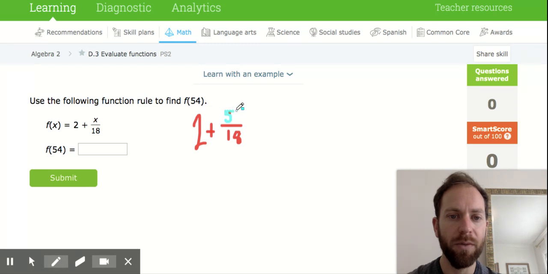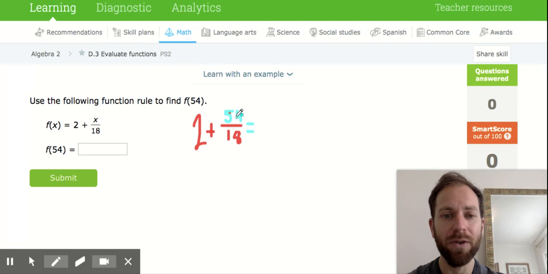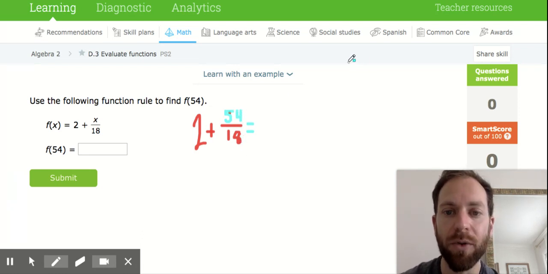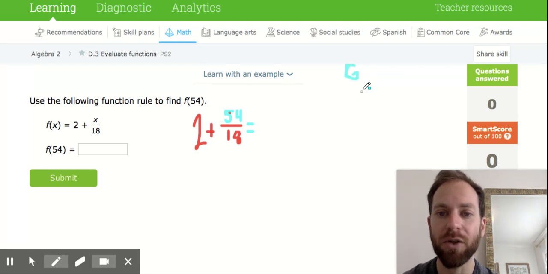Now, what's really important when you're doing this is that you remember your order of operations. Are you supposed to add first, or are you supposed to divide first? You're supposed to divide first. Remember, you first do anything in grouping. Some people say parentheses, but G is for grouping because it could be parentheses, it could be brackets.